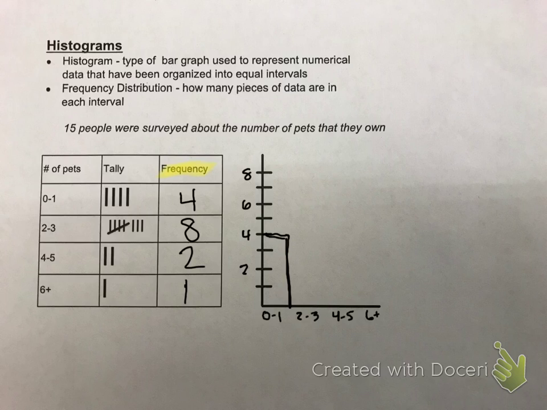8 people said 2 to 3, so another bar. 2 people said 4 to 5. And 1 person said 6 or more. I'll just shade that in so you can kind of see the difference in the bars. There's our histogram for that information.